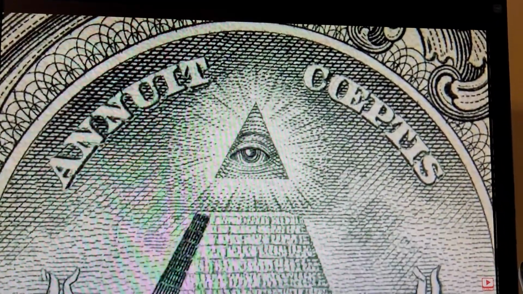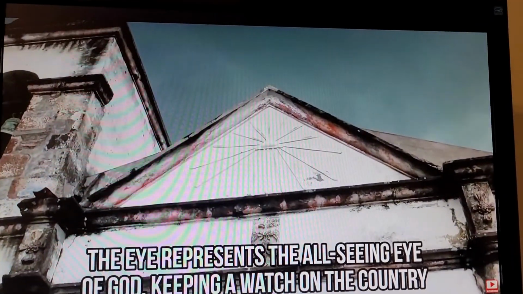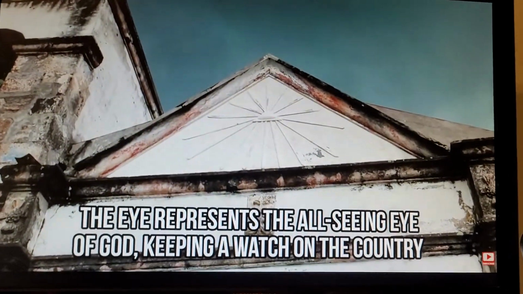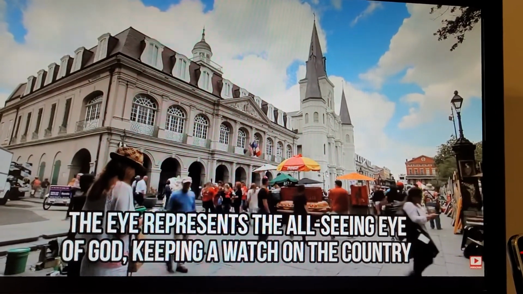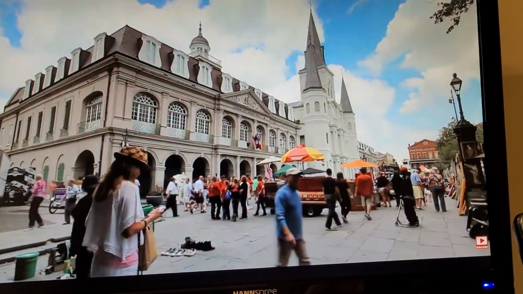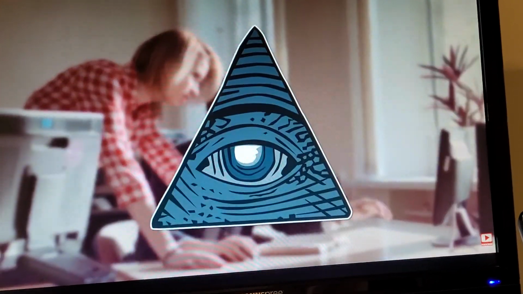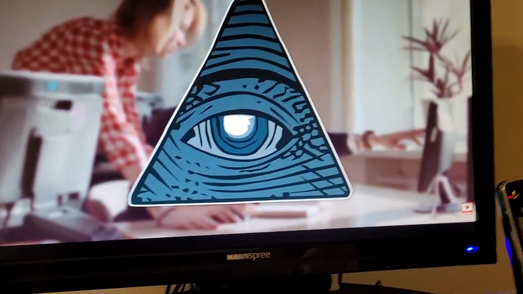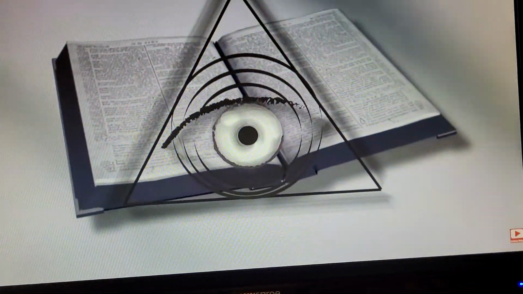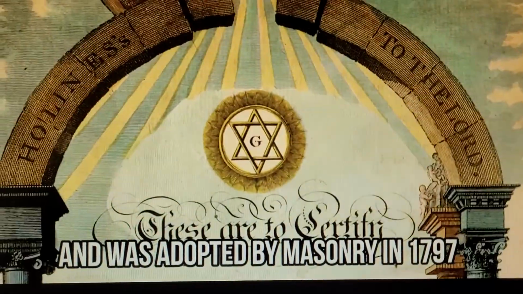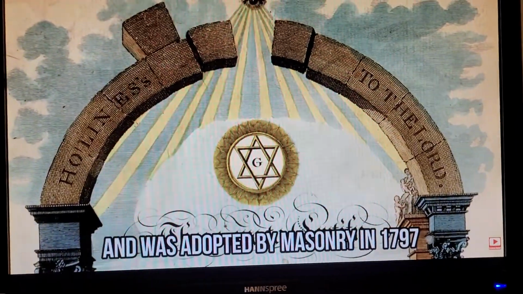The direct meaning is, of course, religious, as the eye represents the all-seeing eye of God, keeping a watch on the country. However, many have noticed this meaning could have changed as the symbol of this triangle evolved through the years. The eye has also been noted in a few versions of the Bible and was adopted by Masonry in 1797.